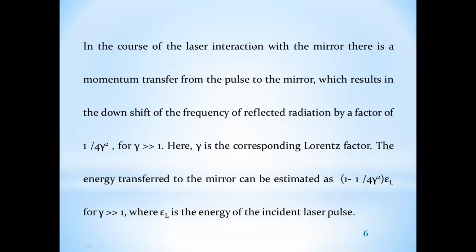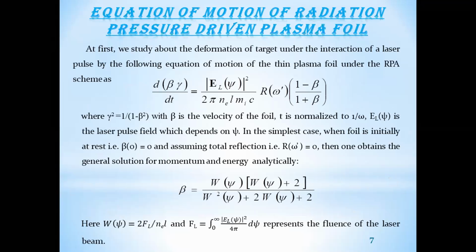And in the course of laser matter interaction, the frequency of the reflected radiation is downshifted by a factor of 1 over 4 gamma square, for gamma much greater than 1, that is, in the ultra relativistic limit. Here gamma is the corresponding relativistic Lorentz factor, and the energy transferred to the mirror can be estimated as 1 minus 1 over 4 gamma square times EL, where EL is the energy of the laser pulse.